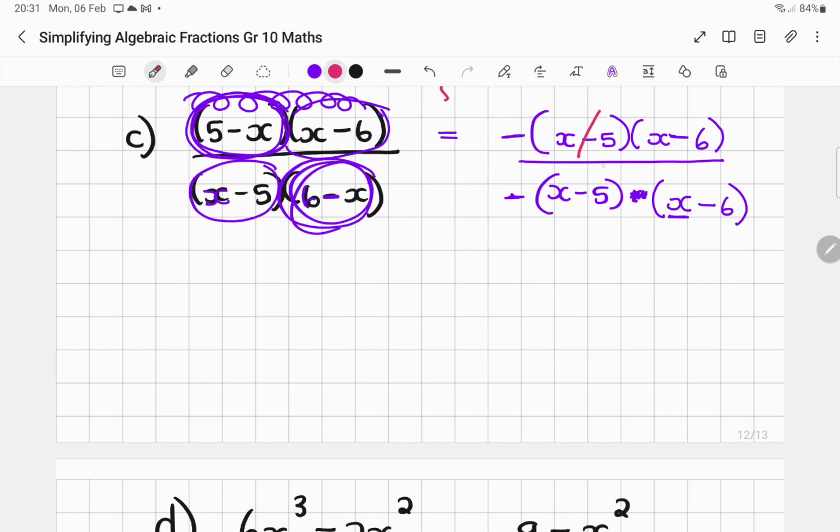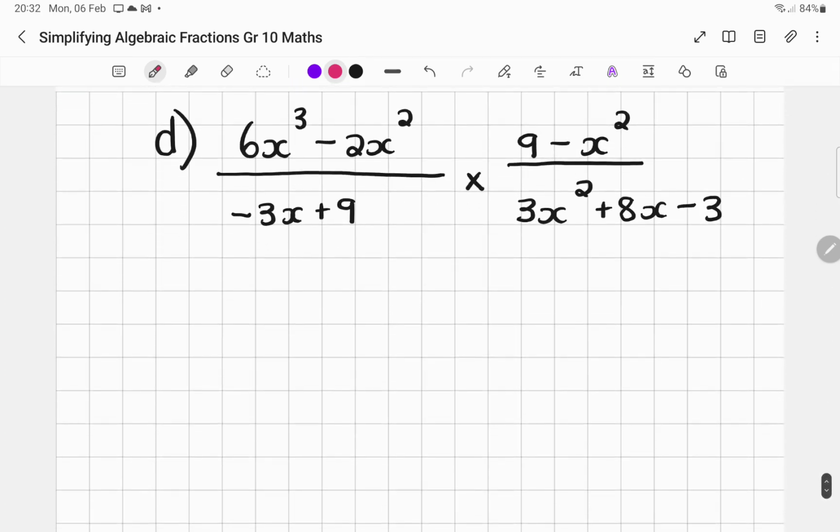And now we can go cancel out. A negative divided by negative is a positive 1. All right, so we took out a negative at the top, we took out a negative at the bottom, and a negative divided by negative is a positive.